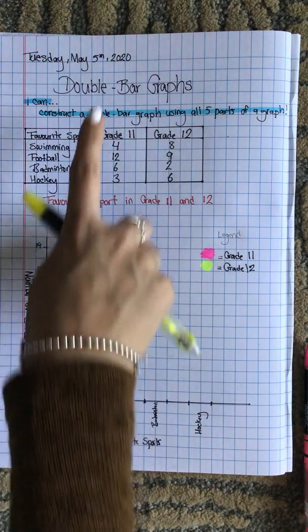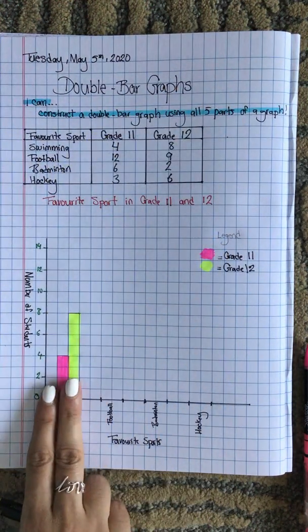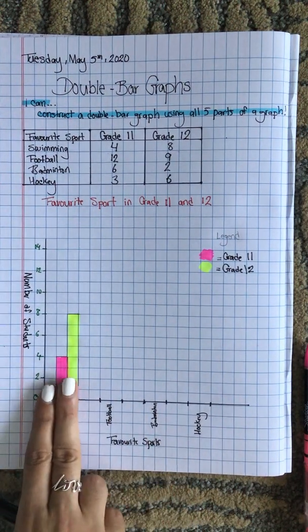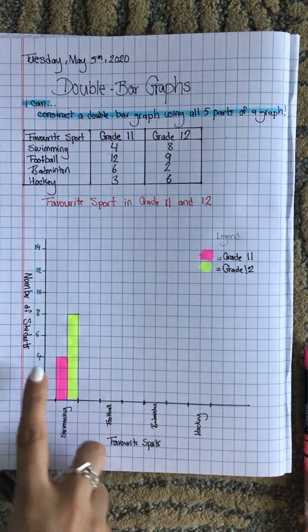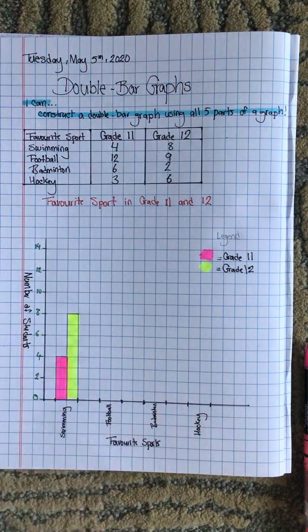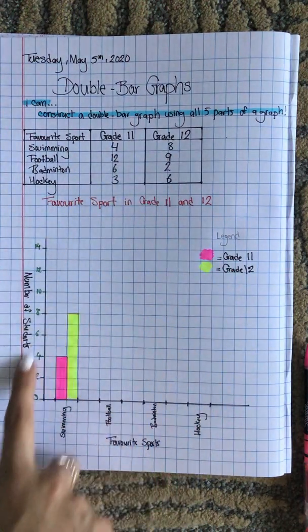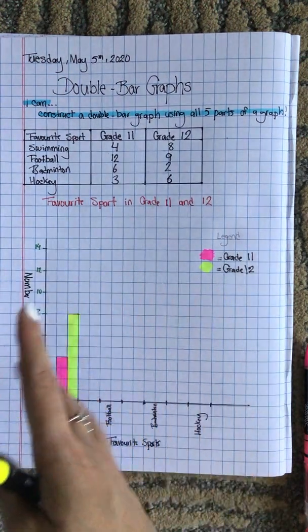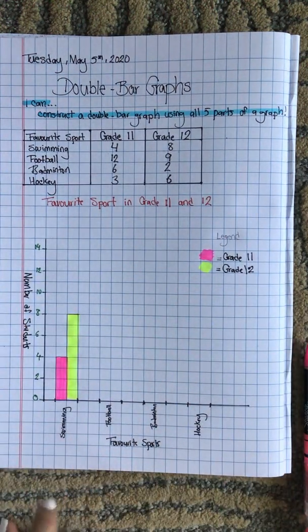That's the purpose of a double bar graph. There are 2 bars right next to each other. They're not spaced out. They're right next to each other for the one category to be able to compare. Because right away, forget the numbers, just visually you can see grade 12s, this yellow bar, is much more favorable for swimming. Okay, let's try that for the next one.